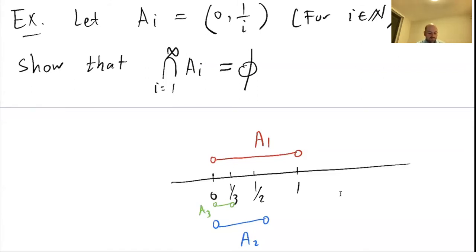But what is the first one? A1 is 0 to 1. You can also see in the picture. So if x is between 0 and 1, it means in particular that it has to be positive. So now choose j1, let's say, in N, such that 1 over j1 is less than x.